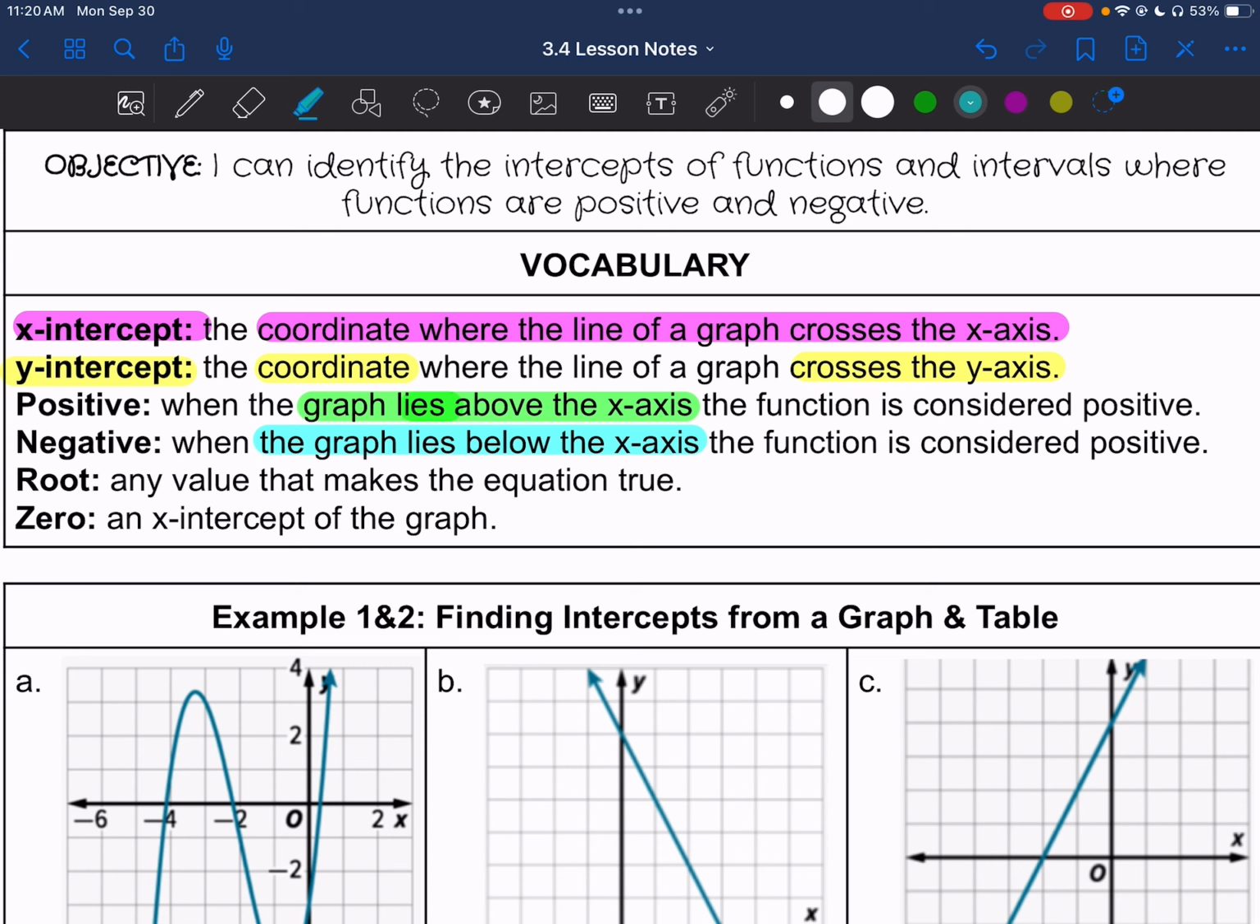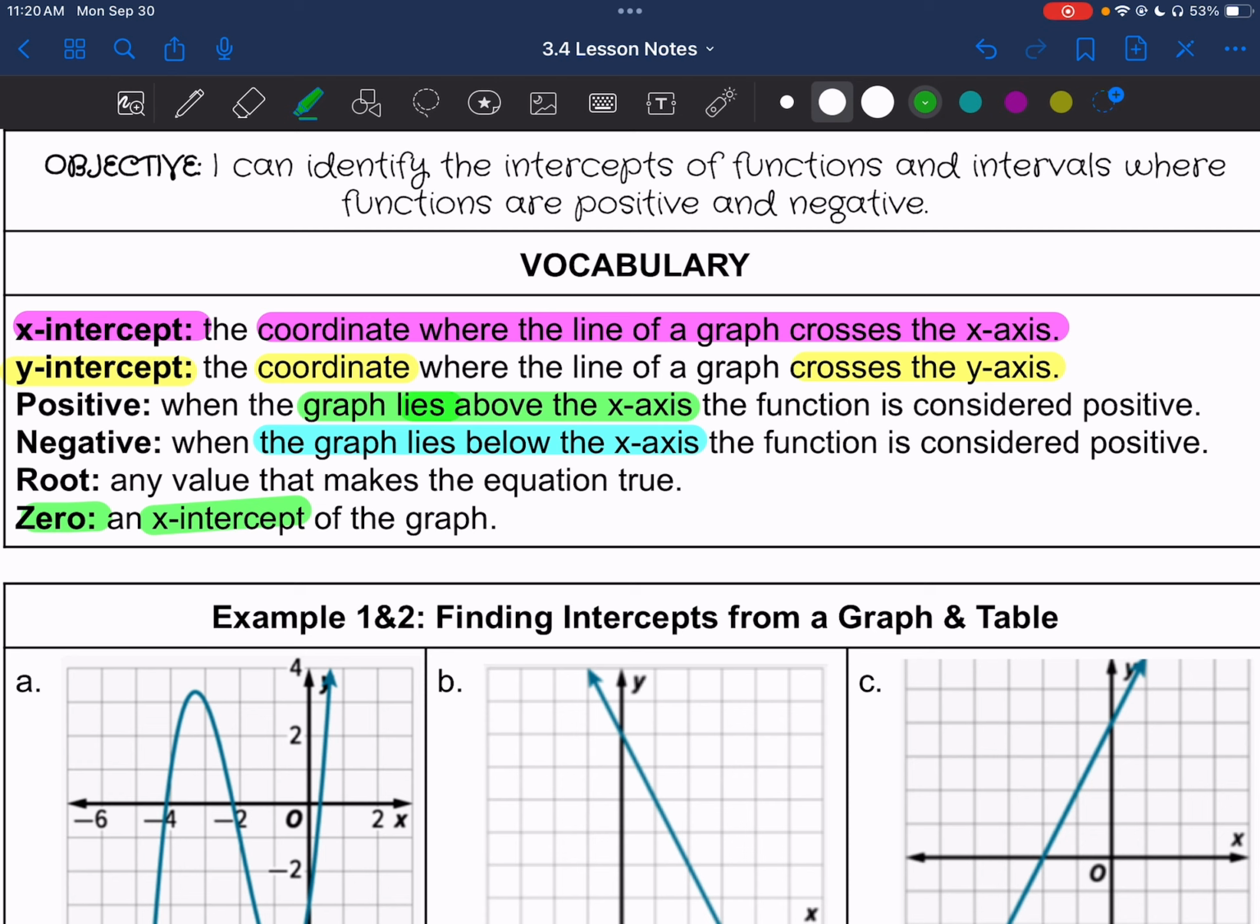Root and zero are both terms that we're going to be using in the future. The root is any value that makes the equation true, and a zero is the x-intercept of the graph. Zeros will specifically be coming up when we are solving quadratic equations later on in second semester.